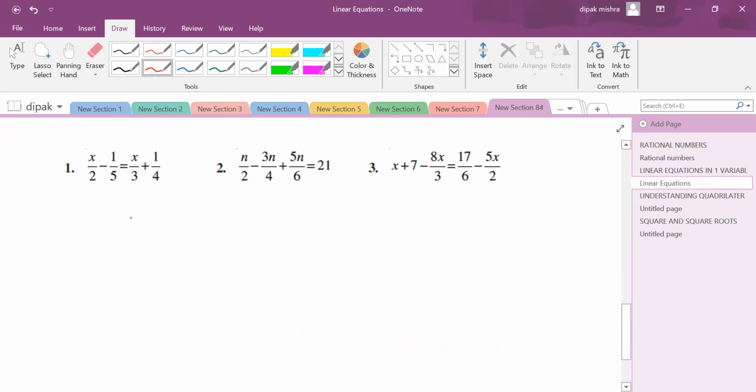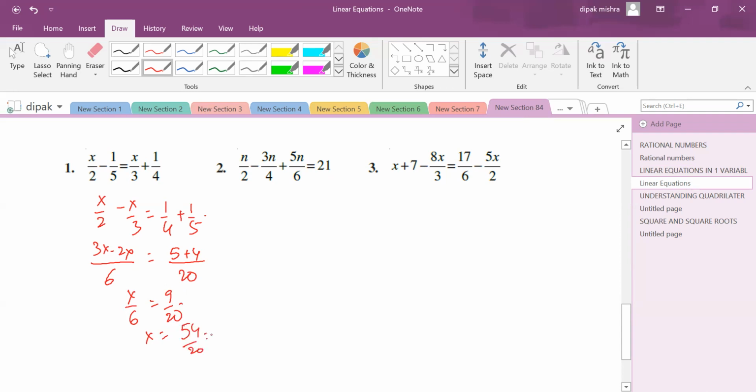Now, if you solve these questions as well, if you see over here, the fractions are also involved. So you bring the variables on the left hand side. So x by 2 minus x by 3 is equal to 1 by 4 plus 1 by 5. So x by 2 minus x by 3 can be written with denominator 6, so 3x minus 2x over 6. And 1 by 4 plus 1 by 5 has denominator 20: 5 plus 4 is 9 by 20. So x by 6 is equal to 9 by 20. x will be equal to 6 times 9, which is 54 by 20, which is equal to 27 by 10.